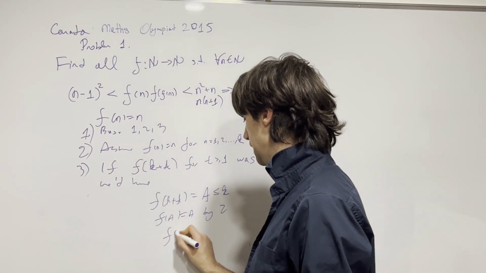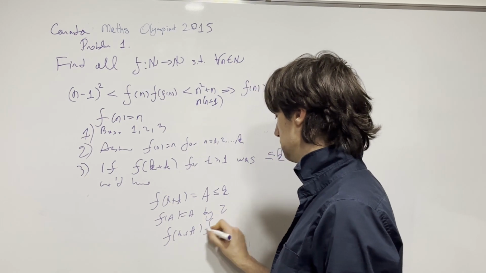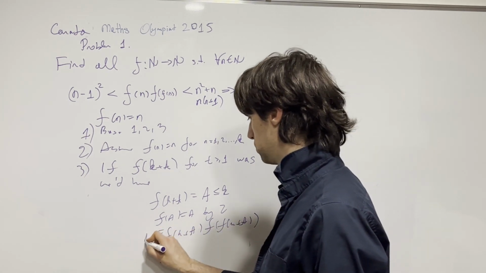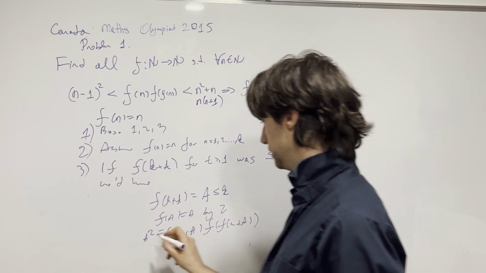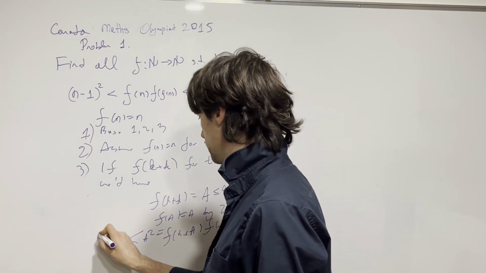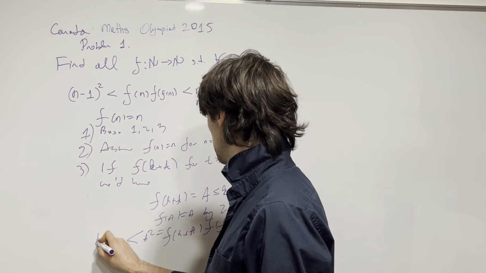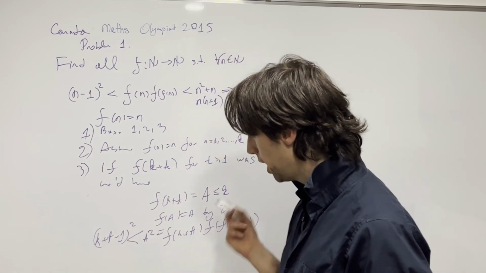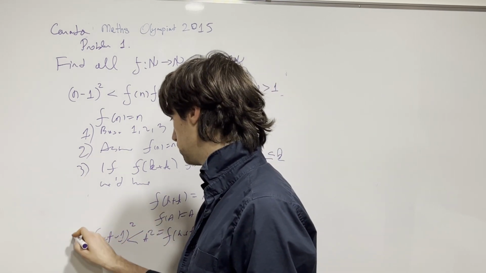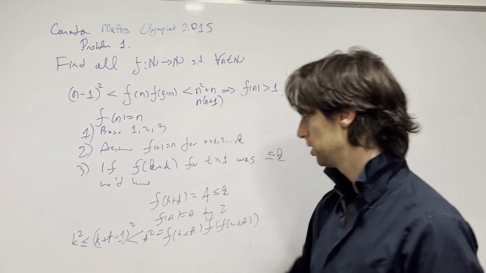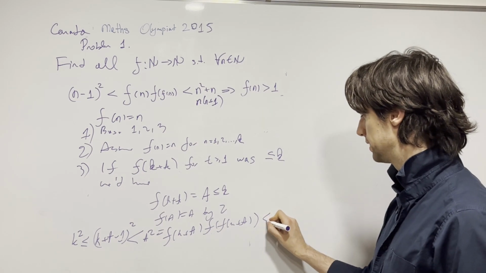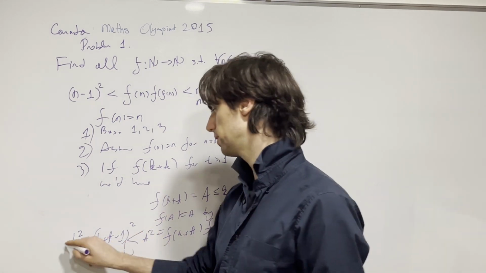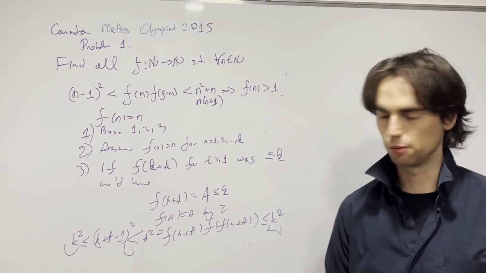And then we have f of k plus t times f of k plus t is going to be equal to a squared, which we need to be greater than (k plus t minus 1) squared, which is greater than or equal to k squared. But this, on the other hand, is less than or equal to k squared.